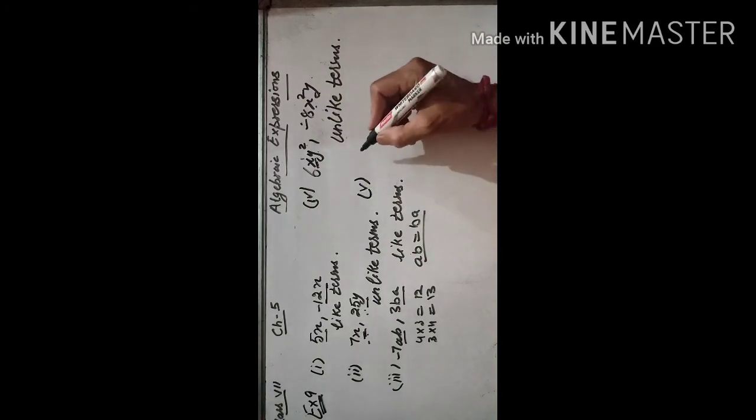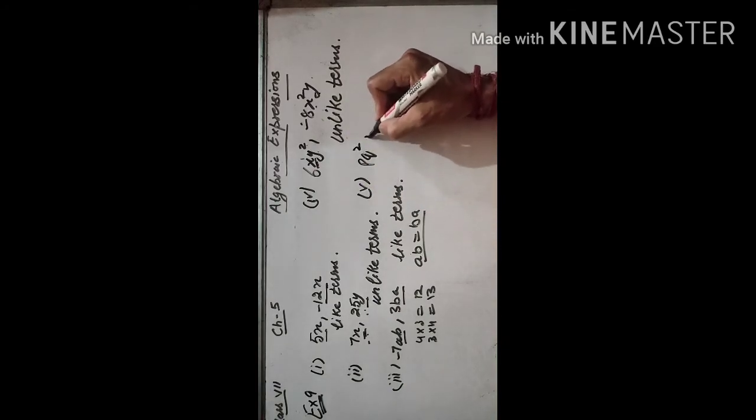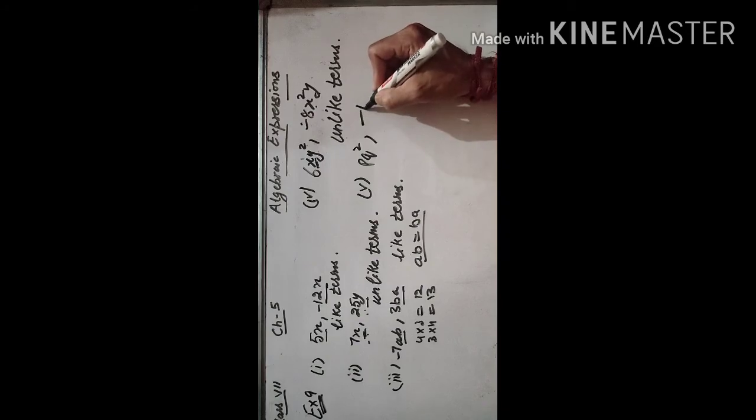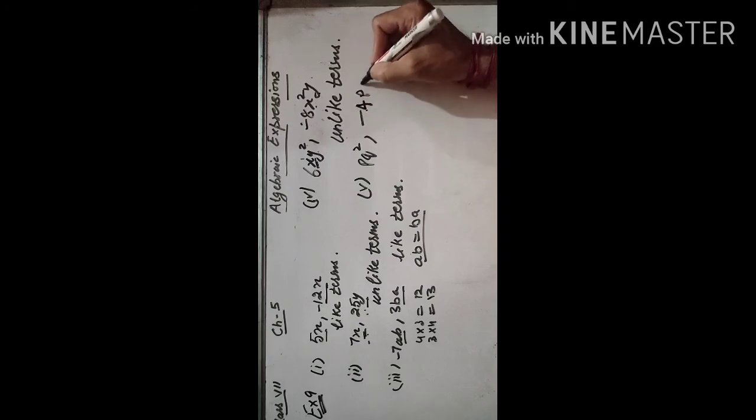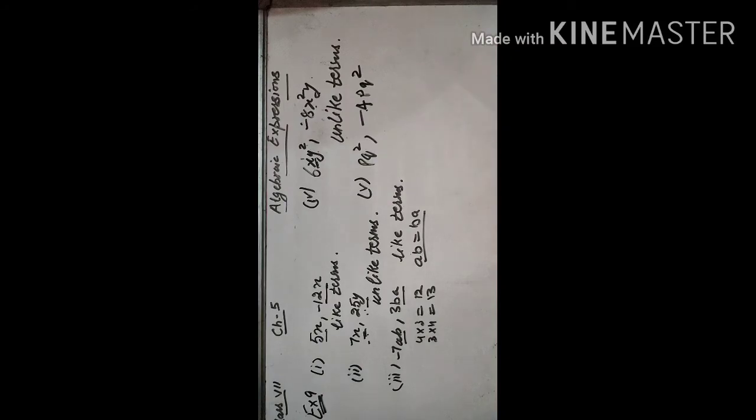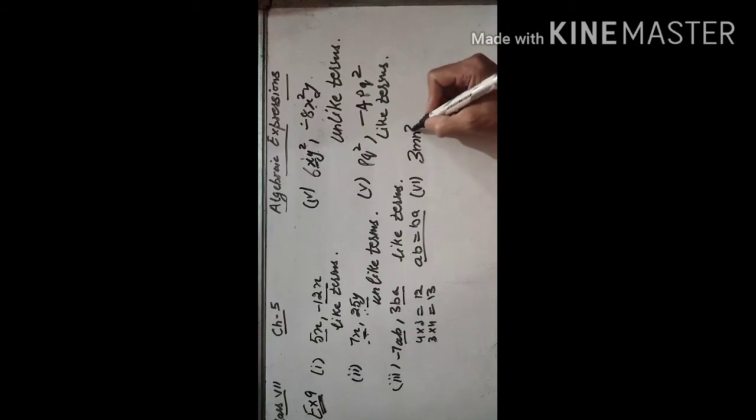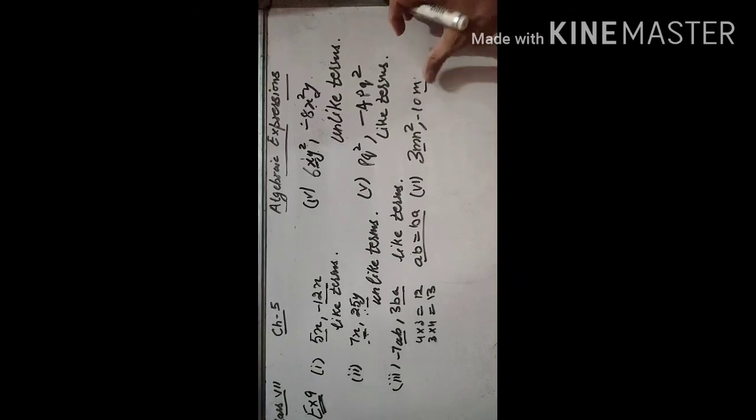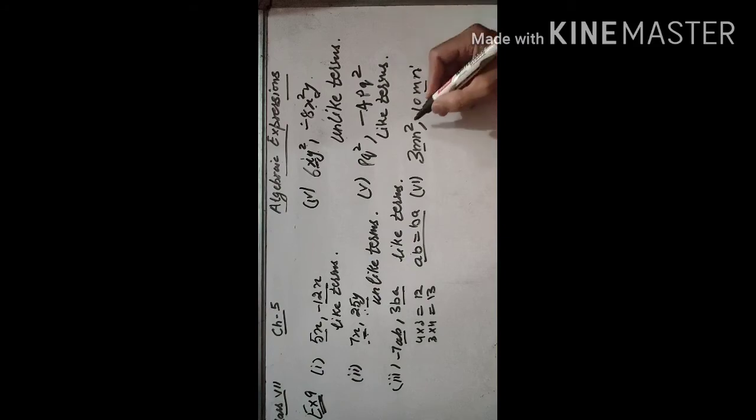Fifth part, pq square and minus 4pq square. The variables are the same, so like terms. Sixth is 3mn square and minus 10mn. m is the same, but the power of n is 1 here and 2 there, so unlike terms.